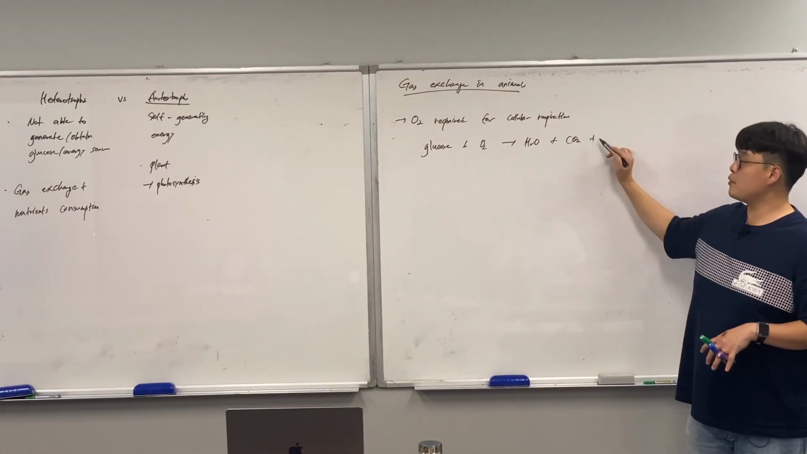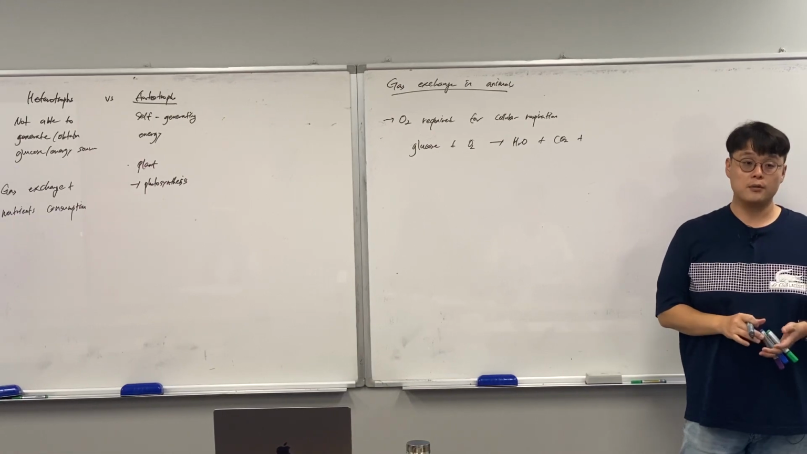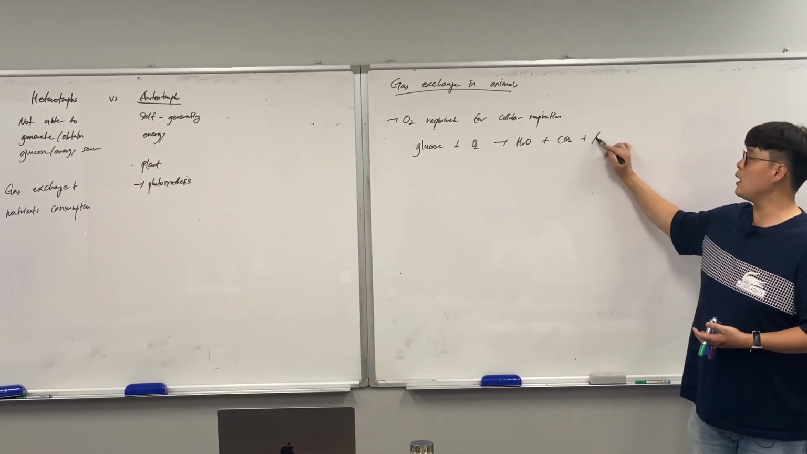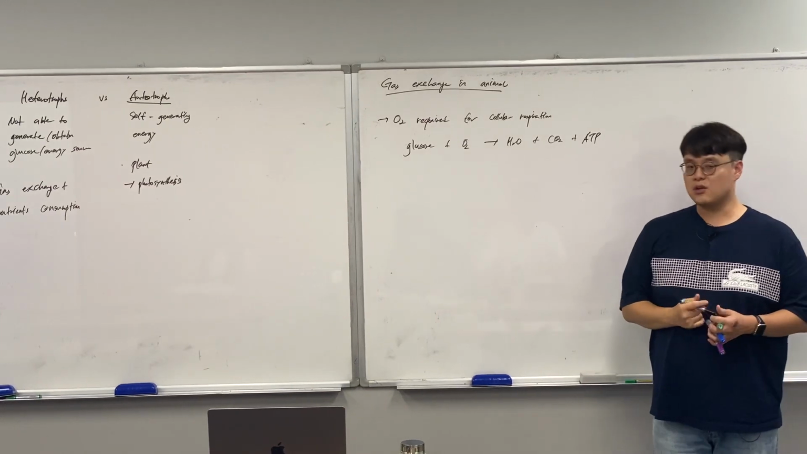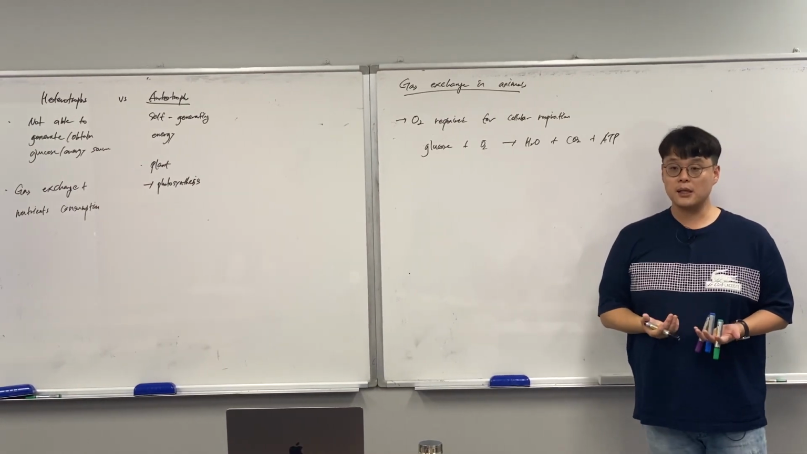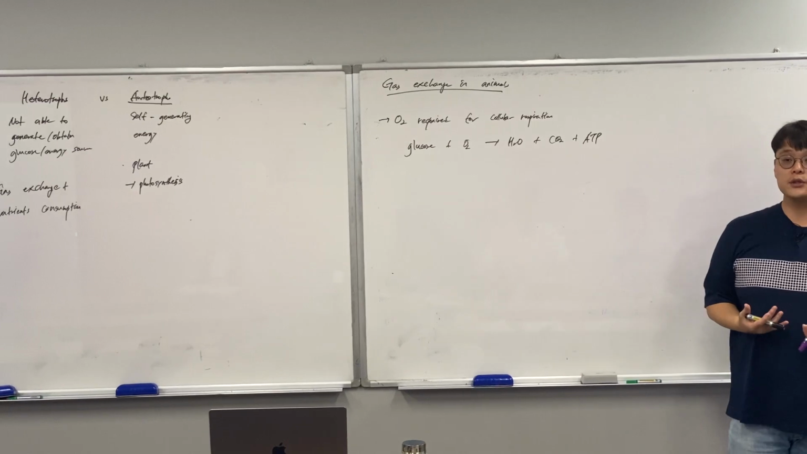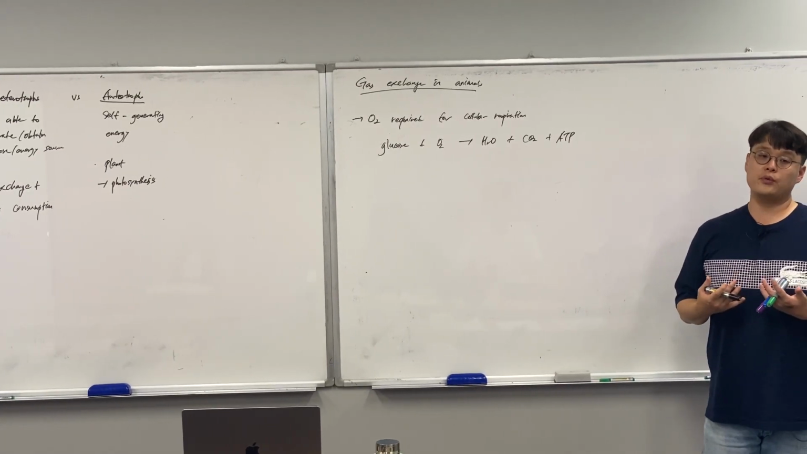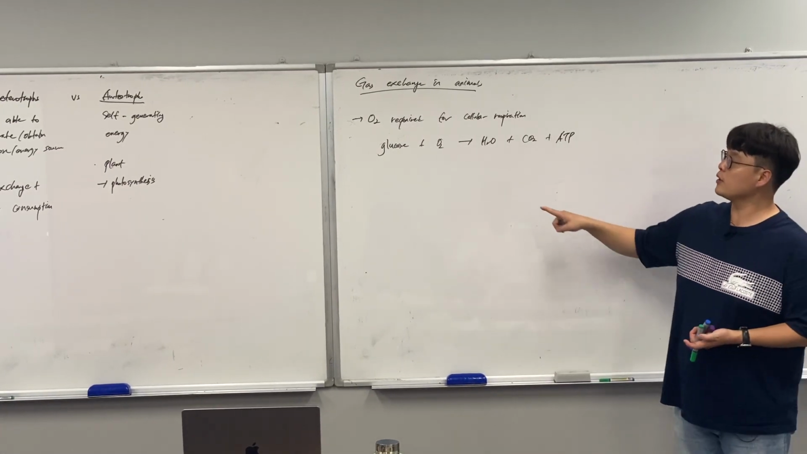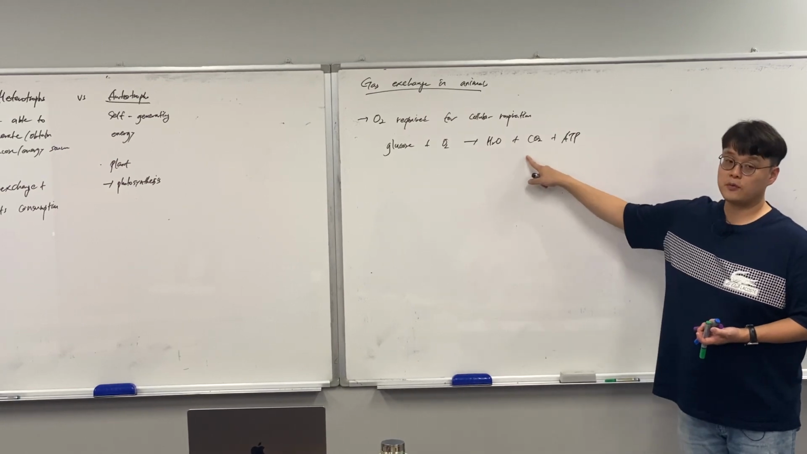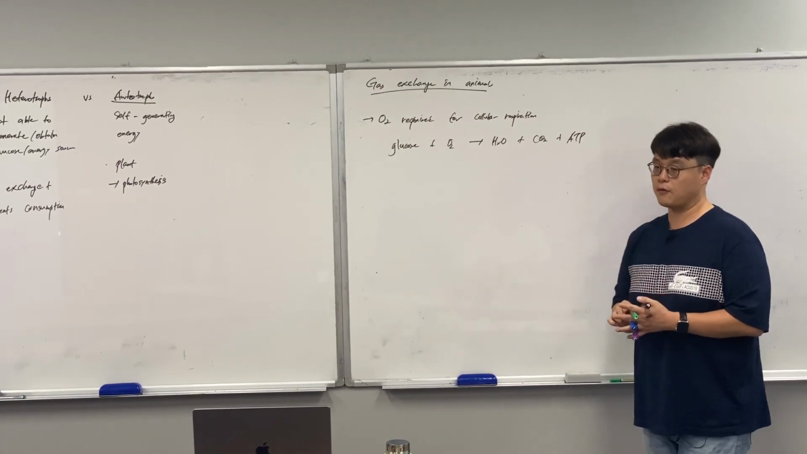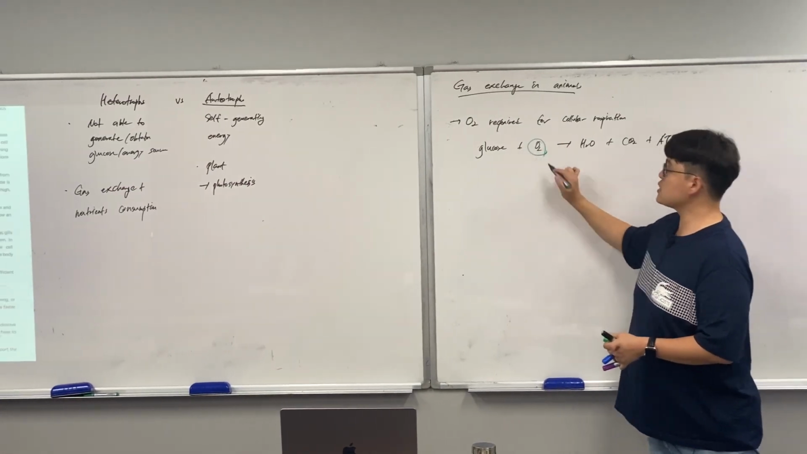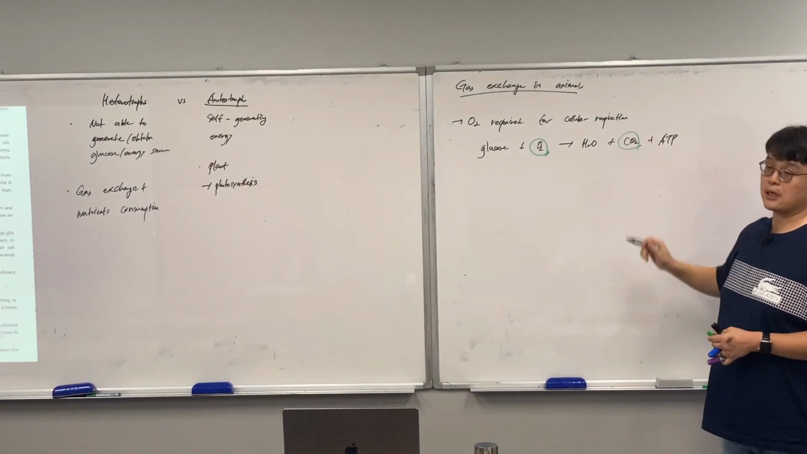And that also produces, as we learned in module 1, a lot of ATP. So think about how many cells we have in our one body. We have millions, trillions of cells. They all need to go through this cellular respiration, not only for the water or the CO2, but for the ATP. So we have two gases here. One is oxygen gas, second is carbon dioxide gas.